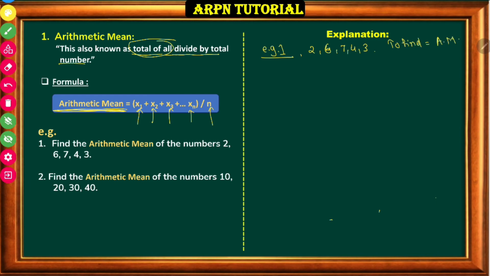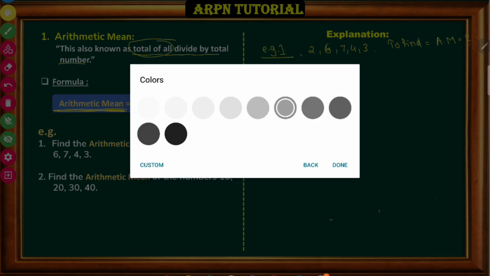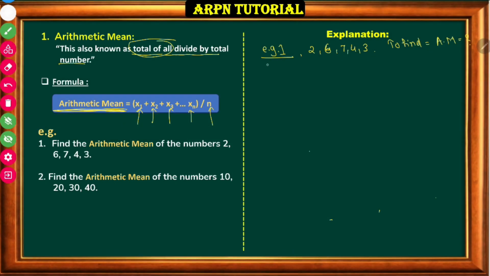Arithmetic mean. Okay, all right, so let's see. Now the solution is, what formula we have? AM is equal to (x1 + x2 + x3 + ... + xn) upon n.